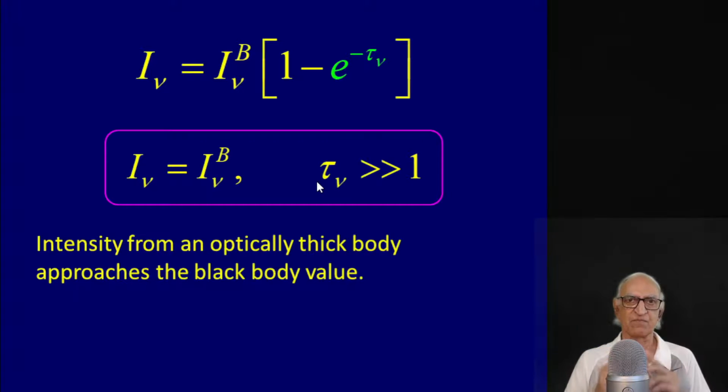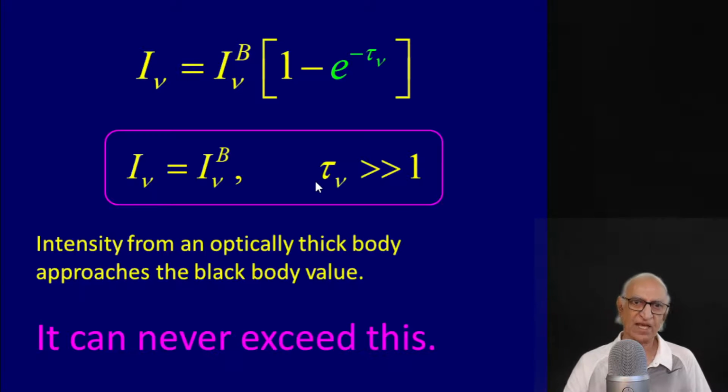Let me say that again. The specific intensity from an optically thick body will increase and tend to the black body value at that frequency as the optical depth tends to infinity. But it can never exceed this. The specific intensity can never exceed tau nu B nu, because in the limiting case of tau being infinity, this term drops out and this is all I will get. So this is a very fundamental limit. It's known as the black body limit.